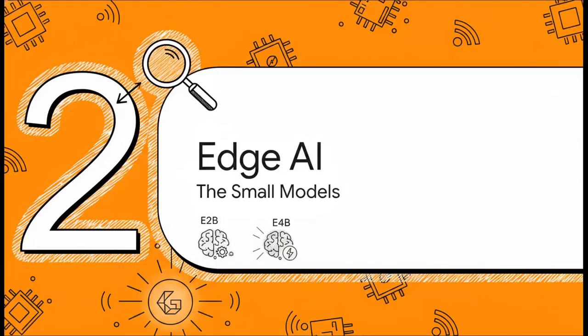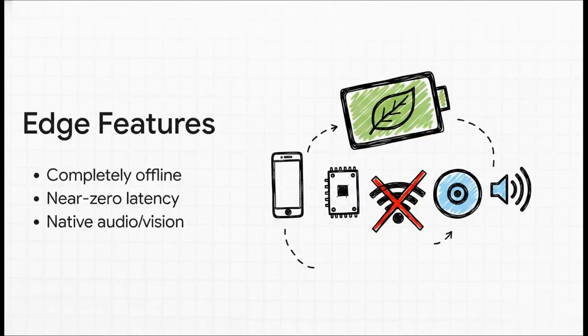Let's move on to part 2. Edge AI and the small models. Now, these small but mighty models, specifically the E2B and E4B sizes, are honestly an absolute game changer for mobile and IoT devices. They are engineered from scratch for maximum compute efficiency. We're talking running completely offline, preserving your battery life, and delivering near zero latency. And yeah, they natively process audio and vision in real time.